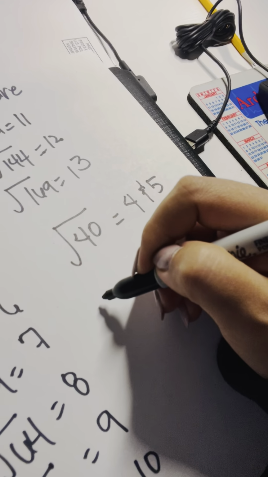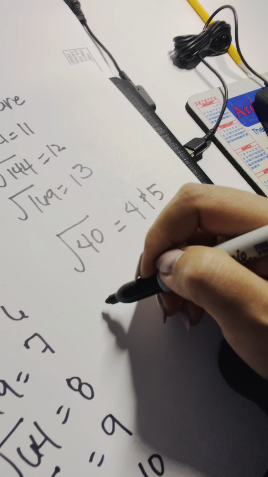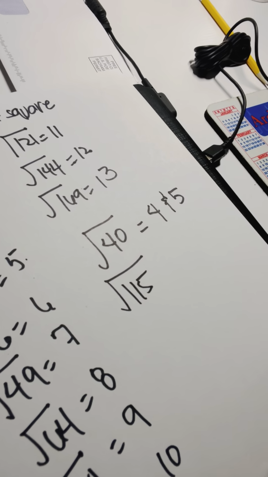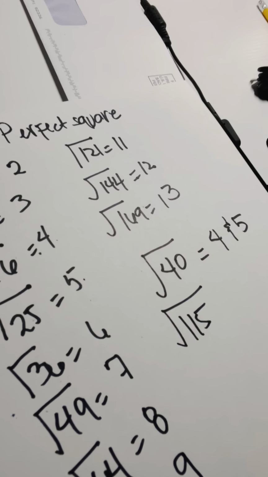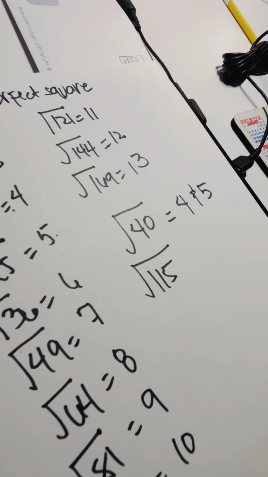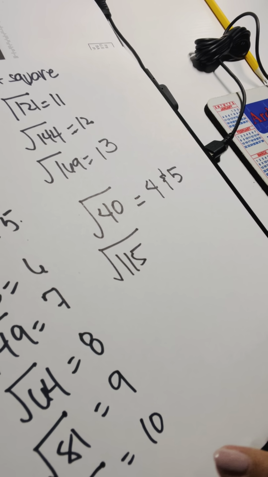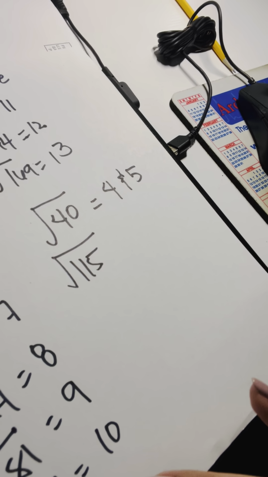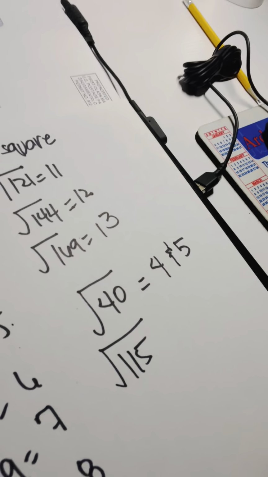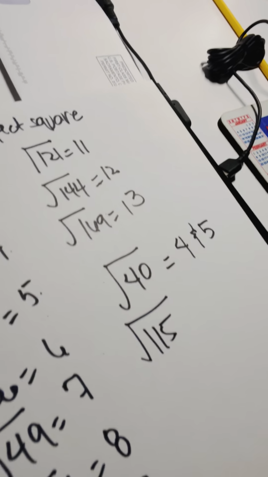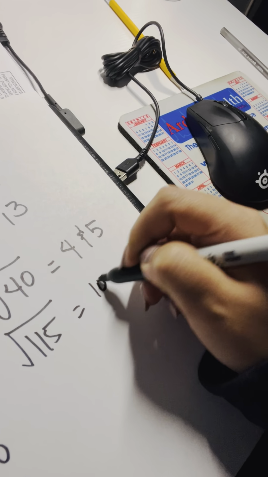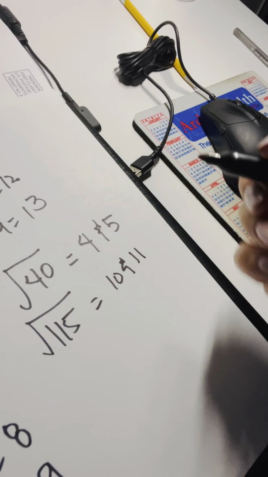Let's do another example. Square root of 115. There's nothing that's a perfect square, or nothing that you can multiply that gives you the exact amount. The square root of 100 is 10, and the square root of 121 is 11. So it would be in between 10 and 11.